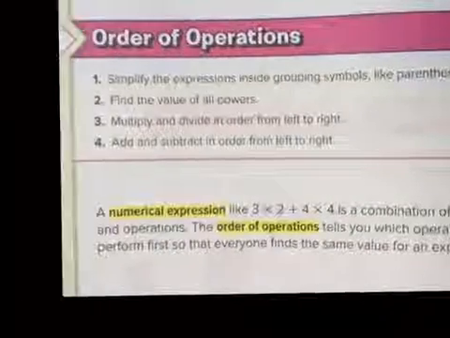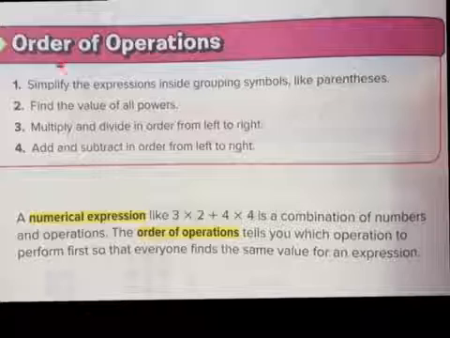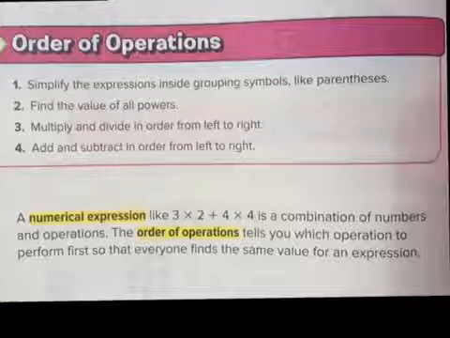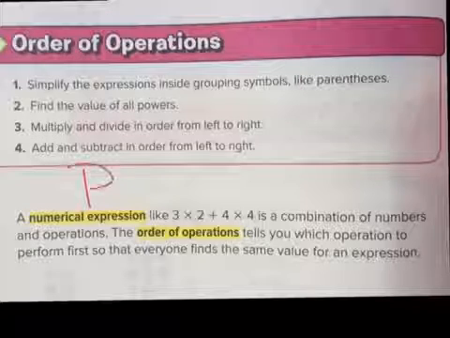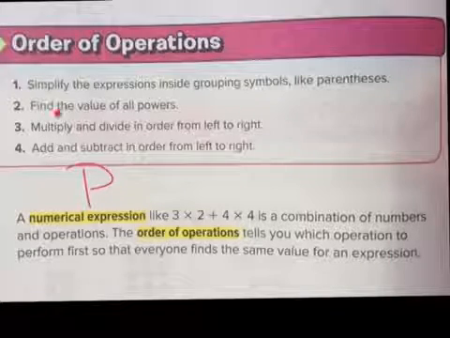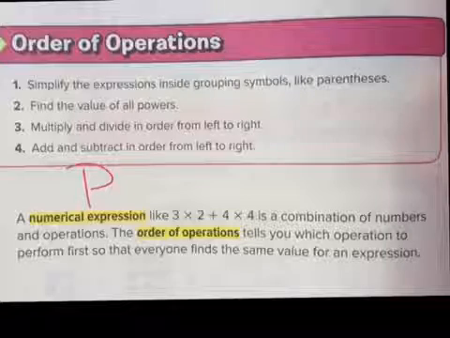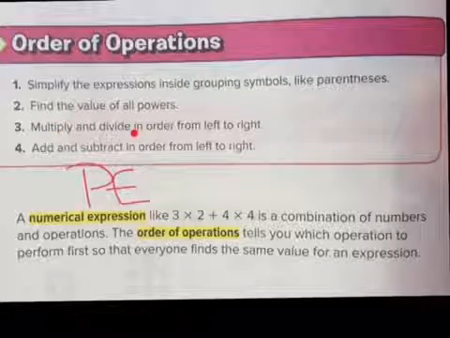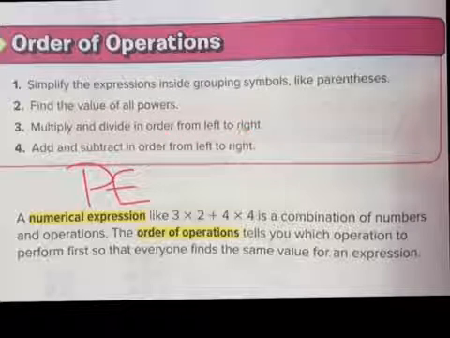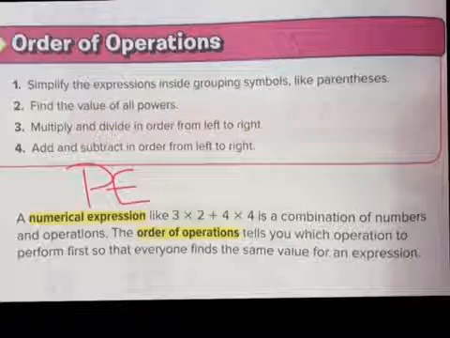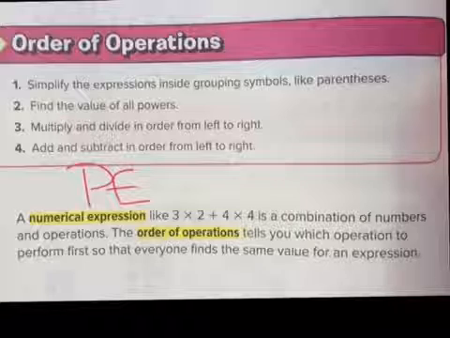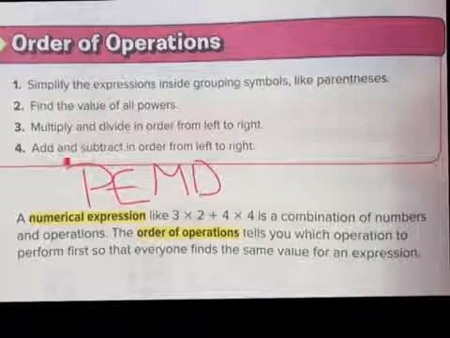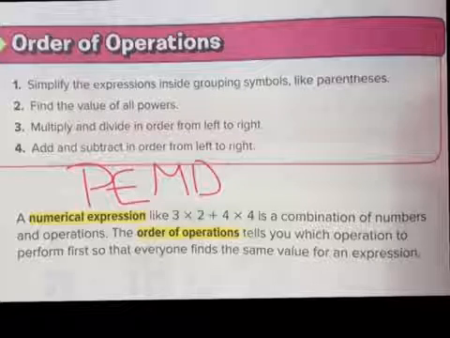Okay, let's review order of operation. Remember, simplify the expressions inside grouping symbols like parentheses. We do parentheses first. Then we're asked to find the value of all powers, exponents. Then multiply and divide in order from left to right, so we can either do division if it comes first or multiplication if it comes first. And then finally we add and subtract in order from left to right.